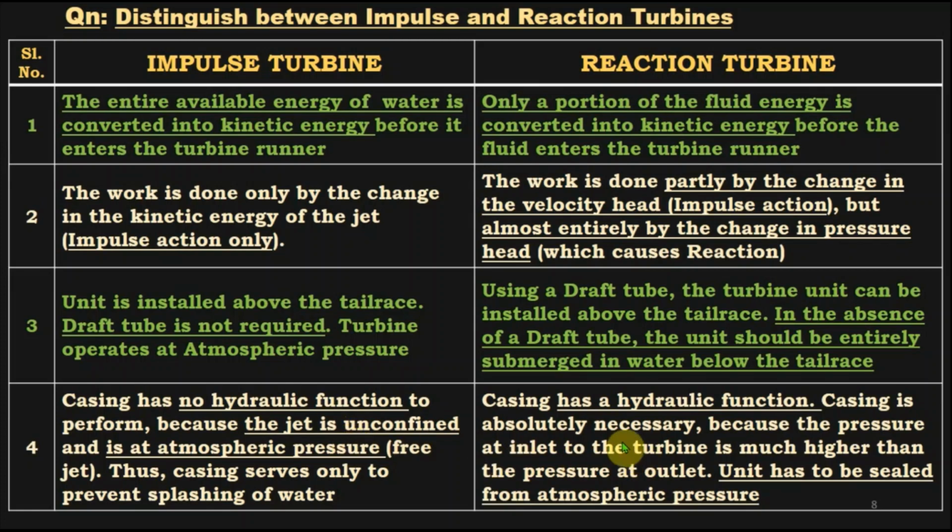But in a reaction turbine, the casing has an absolute hydraulic function. The casing is absolutely necessary because the pressure at inlet to the turbine is very much higher than the pressure at outlet. In fact, the pressure at the outlet of a reaction turbine is vacuum, that is, below atmospheric. So a pressure tight casing is required. Throughout the flow from the turbine inlet to the outlet, the pressure is progressively reduced. So the unit has to be sealed from the atmospheric pressure.